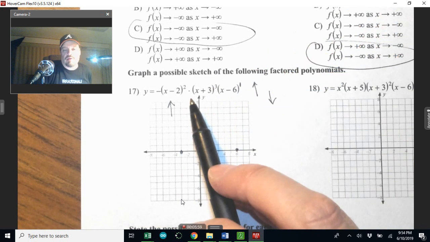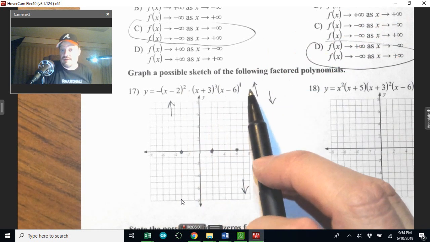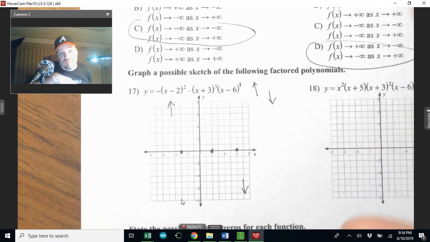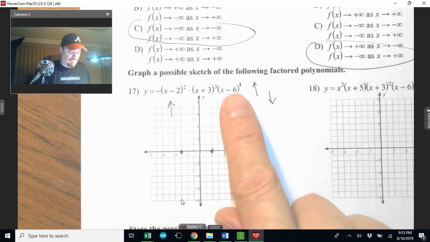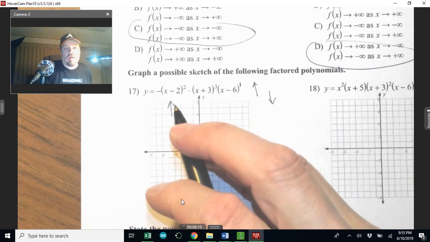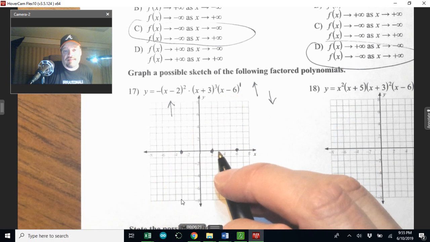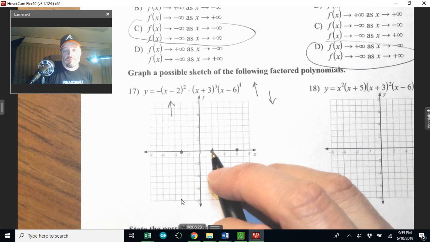And what I do is I look at the multiplicity on each of these roots to determine the behavior at that root. Do I bounce? Do I brush? Do I just pass through? Those are the 3 major things. The higher the degree, the heavier the brush or the heavier the bounce. But if it's just one first degree, like this, you'll just pass through. So here we're going to have a bounce at positive 2.